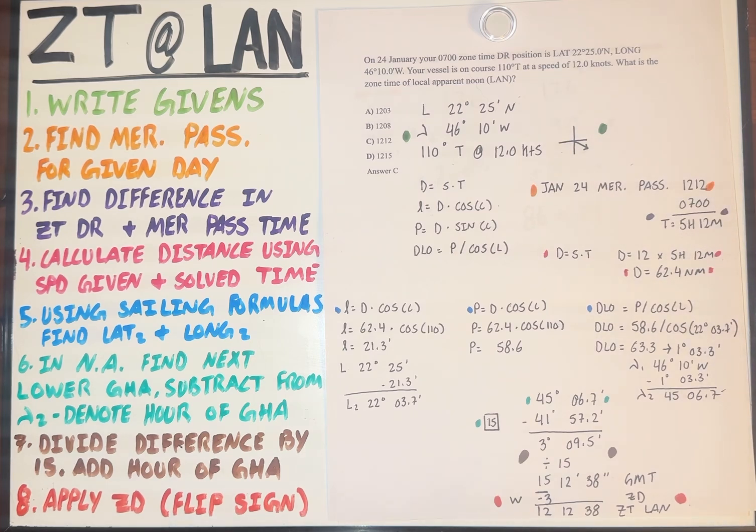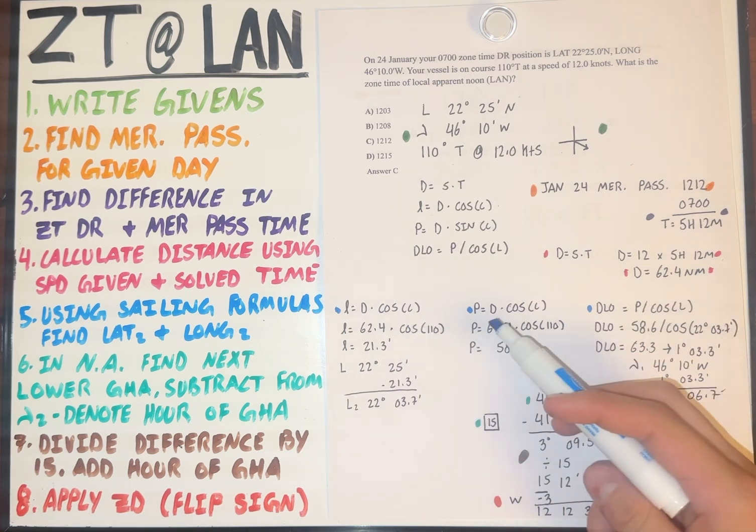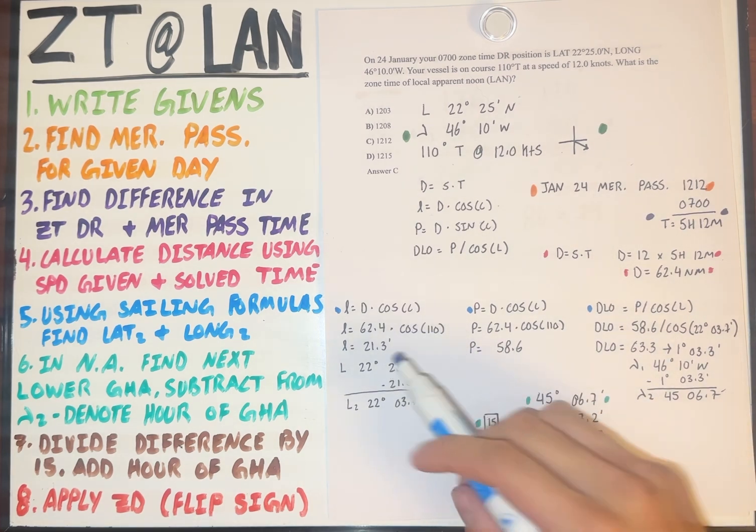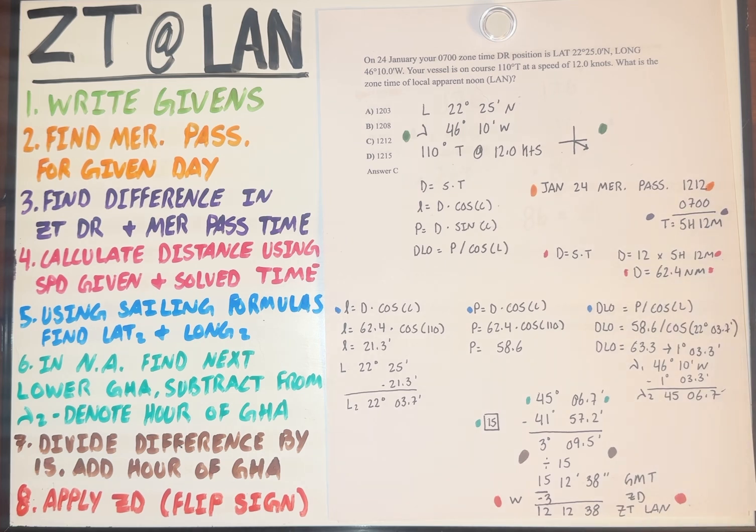Step 5 is using the sailing formulas. You can find these in Bowditch Volume 2. Find your latitude 2 and your longitude 2. So L equals D times cosine C, P equals D times sine C, and D low, your difference in longitude, equals P divided by cosine L. So with our first formula, we find 21.3 minutes is our difference in latitude.